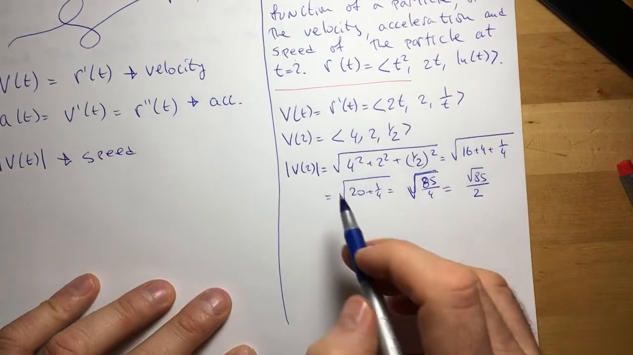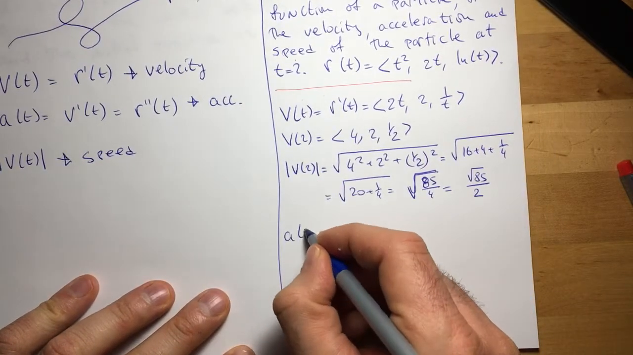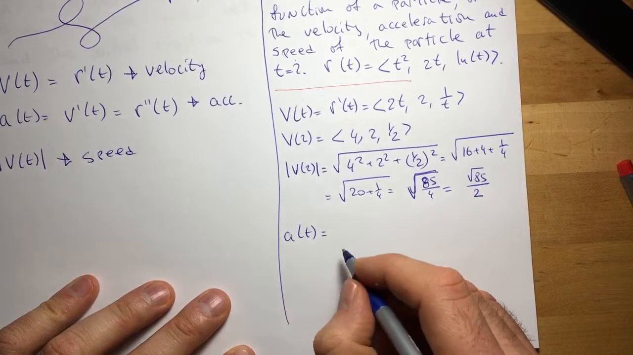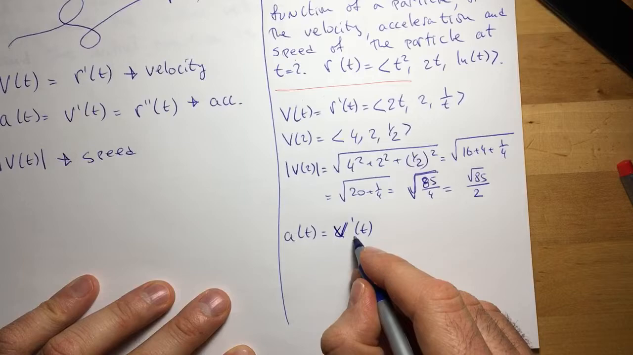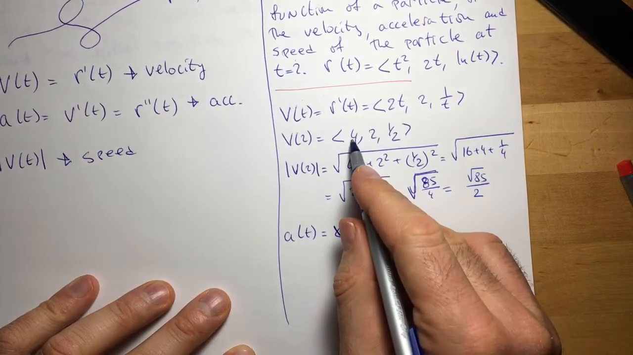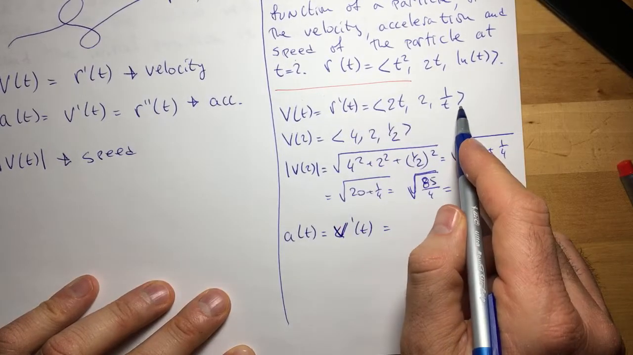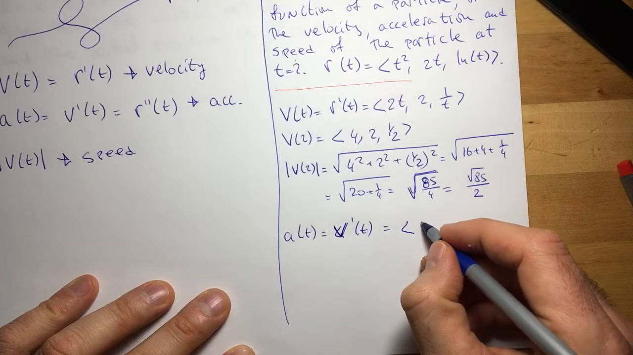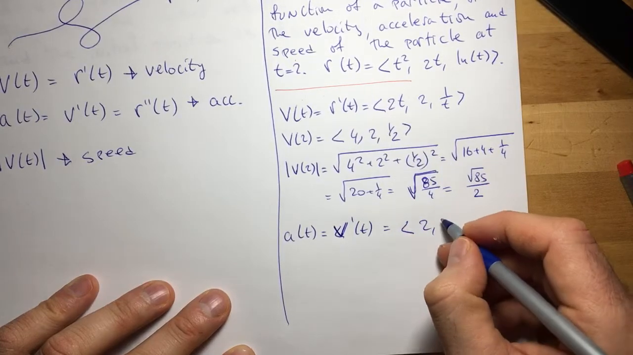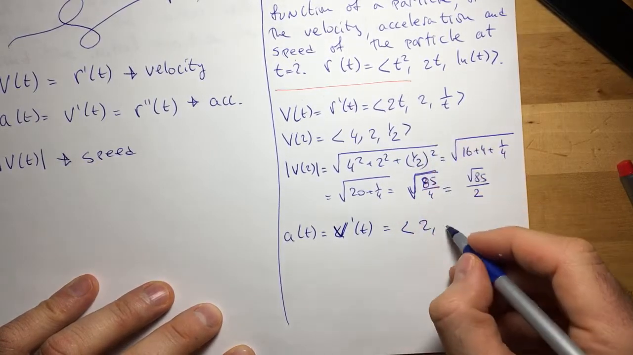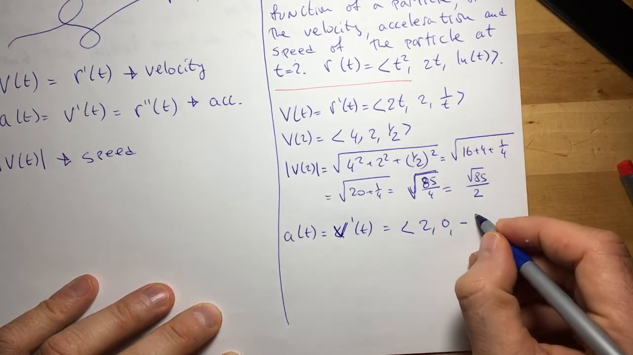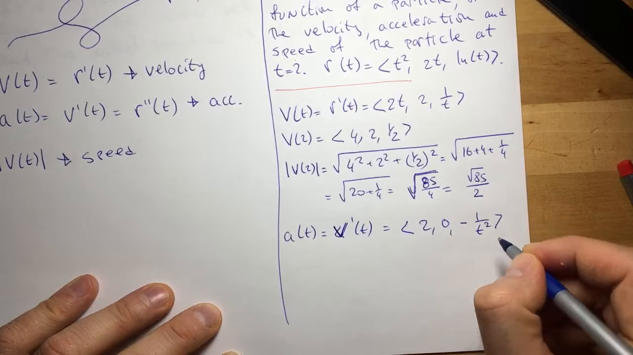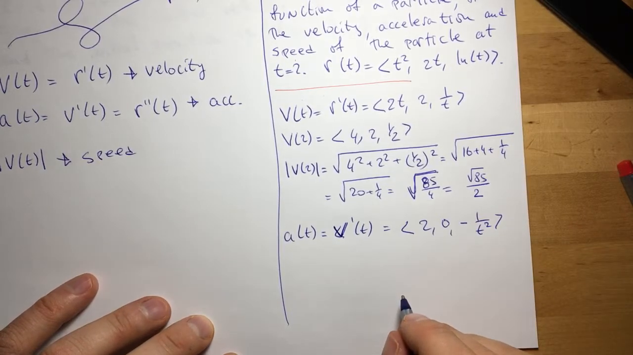Okay, and then the acceleration vector is equal to the derivative of the velocity. The velocity is given by this vector right here, so the derivative is going to be: the derivative of 2t is 2, the derivative of a constant is 0, and the derivative of t to the power negative 1 is negative 1 over t squared. Okay?